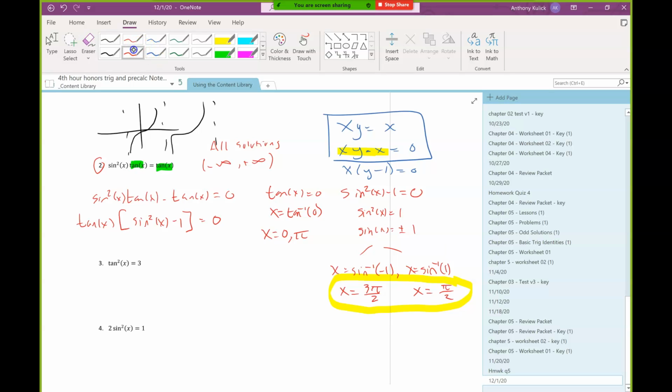Remember last year when you were solving rational equations? You had to be careful when you got your solutions to make sure you went back and plugged them in to make sure they didn't give you a 0 denominator. You guys remember doing that last year in your Algebra 3-4 class? The same idea here. Because tangent can be undefined, we have to worry about that.